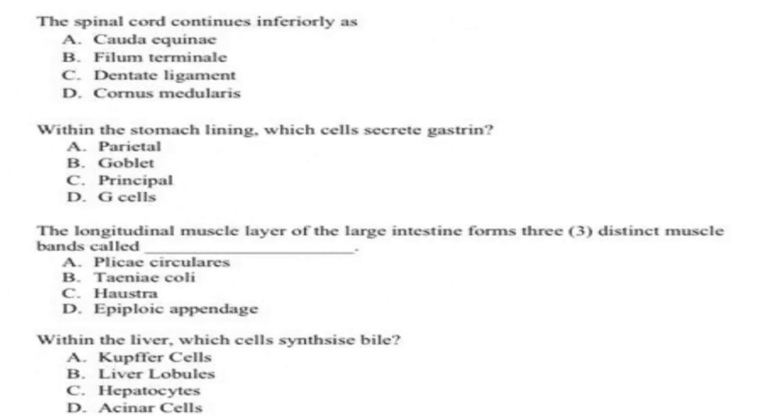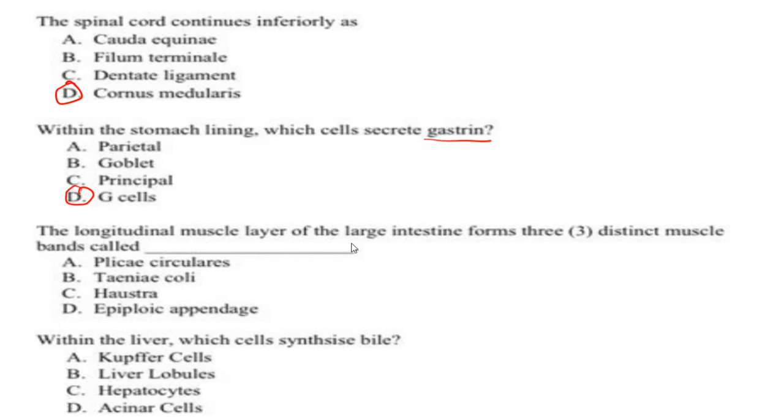The spinal cord continues inferiorly as... So we have the cauda equina, we have the filum terminale, denticulate ligaments, and also the conus medullaris. So the answer here is just the conus medullaris. Within the stomach lining, which cells secrete gastrin? So these are just the G cells.